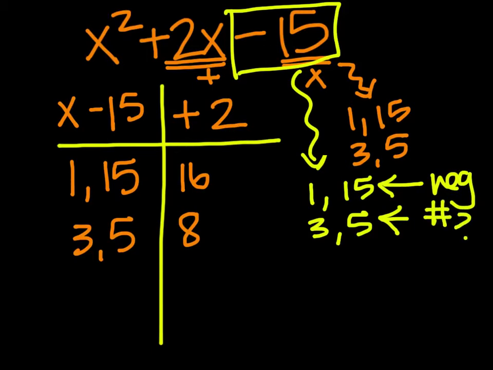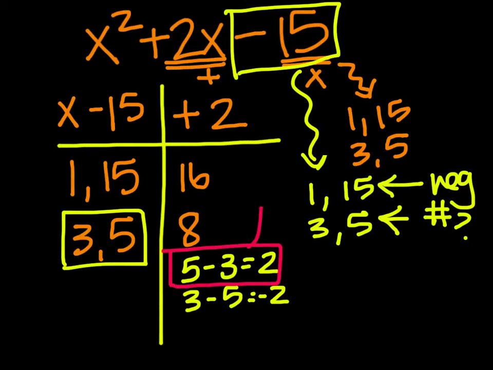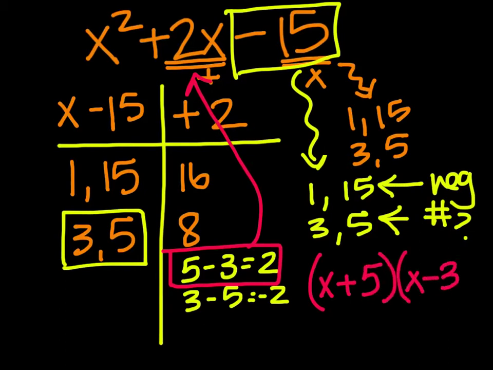So we need to figure out which one is going to be negative, because if we add them up, they don't add to be 2, and we need something to add to be 2. One thing I noticed right here, 3 and 5, their difference is 2. So if I said 5 minus 3, we get 2. If I do 3 minus 5, I get negative 2. So my answer is going to be this one, a positive 5 and a negative 3. So we can write our final answer as x plus 5, x minus 3.